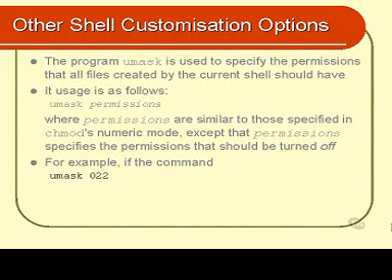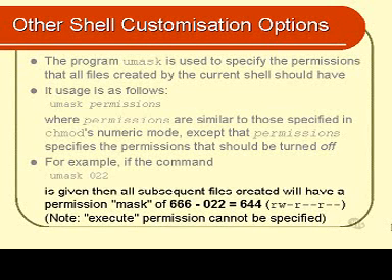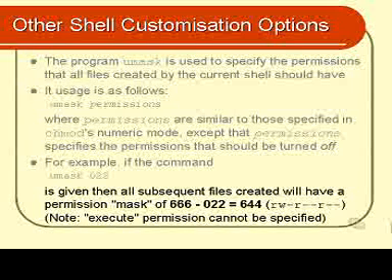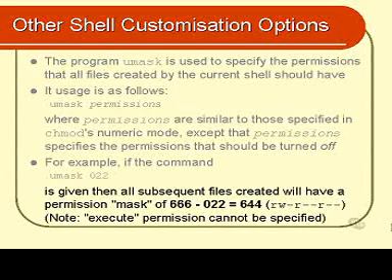Suppose you entered the command umask 022. Now what that means is that all files that you subsequently create will have permissions of 644. In other words, rw-, r--, r--. Now how do you get 644 from 022? And the answer is you subtract them from 666. Why 666? Well, 666 is considered the full permissions, read-write for everybody.